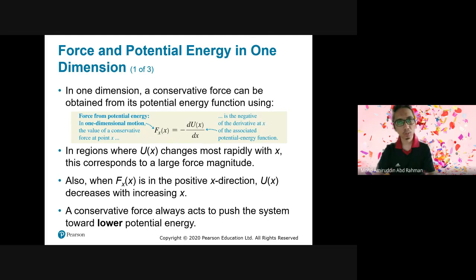So let's look at a one-dimensional problem. In 1D, a conservative force can be obtained from its potential energy using Fx equals minus dU over dx, the differentiation of U with respect to x. In the regions where U(x) changes most rapidly with x, this corresponds to a large force magnitude. Also, when Fx is in the positive x direction, U(x) decreases with increasing x. A conservative force always acts to push the system towards lower potential energy.